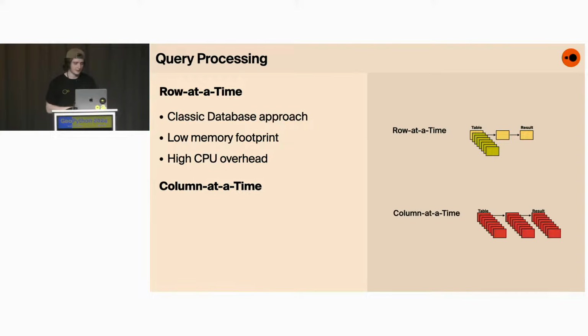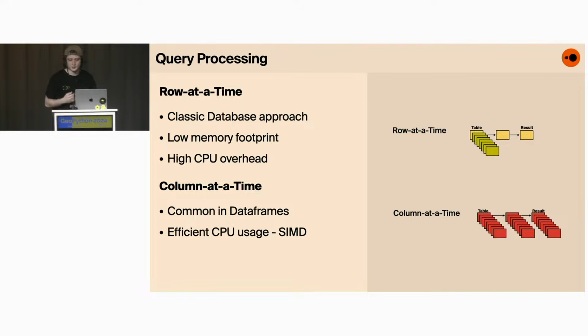So the alternative is the column at a time model. And this is how almost all data frame libraries work. You basically keep your entire column in memory at the same time, and it's very efficient to just iterate through that. It's already there for you. You can also, if you really want to optimize, use these modern SIMD instructions that are present in most CPUs to implement a lot of operations even faster. The downside of this, of course, is that you have a very large memory footprint. You need to keep your whole column in memory, and any intermediate results also have to be materialized for the whole column.